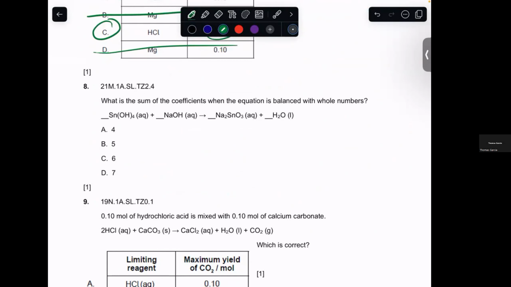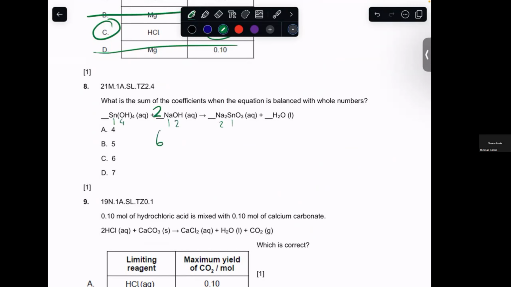What is the sum of coefficients when the equation is balanced with whole numbers? This one's not too incredibly bad. We just have to go through it as normal. No fancy charges here. I have 1 tin. I have 1 tin. I have 1 sodium. I have 2 sodiums. I'm just going to go ahead and put a 2 there as a guess. We'll see what happens. That means I have 4 oxygens plus 2 oxygens.